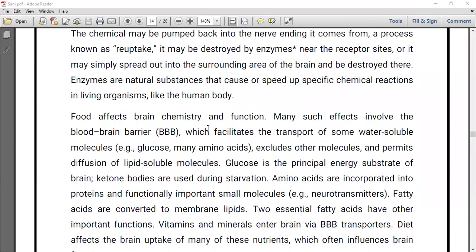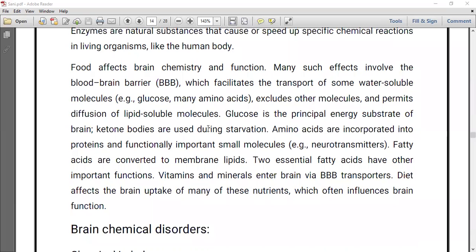Food affects the brain's chemistry and function. Many such effects involve the blood-brain barrier, BBB, which facilitates the transport into the brain of some water-soluble molecules such as glucose and many amino acids, excludes other molecules, and permits diffusion of lipid-soluble molecules. Glucose is the principal energy substrate of the brain. Ketone bodies are used during starvation.